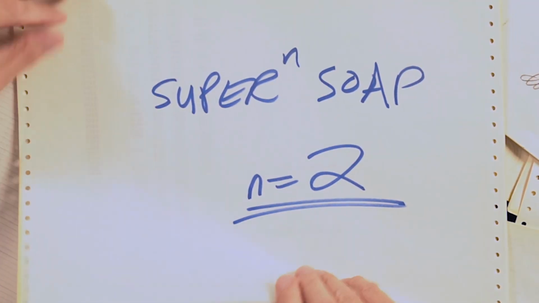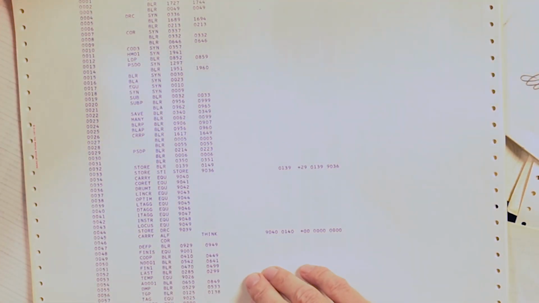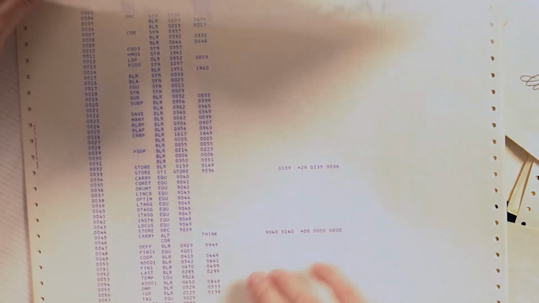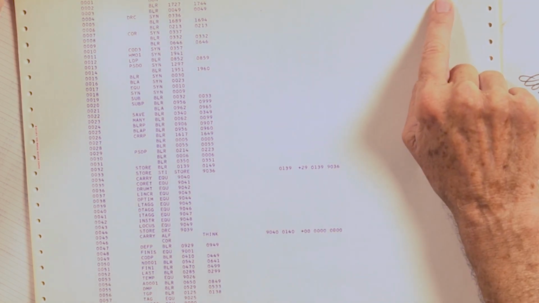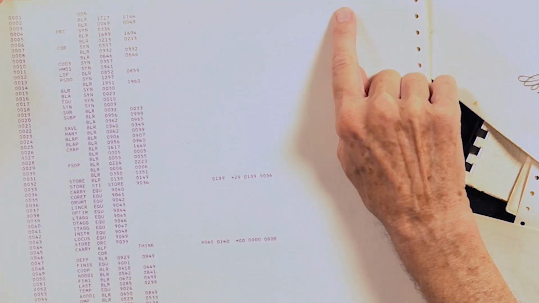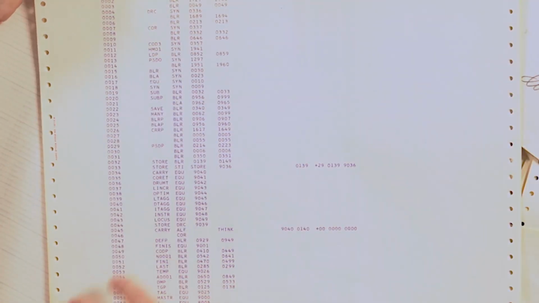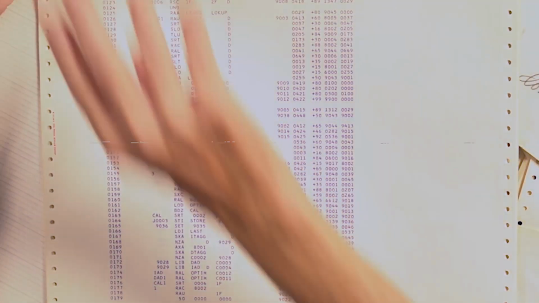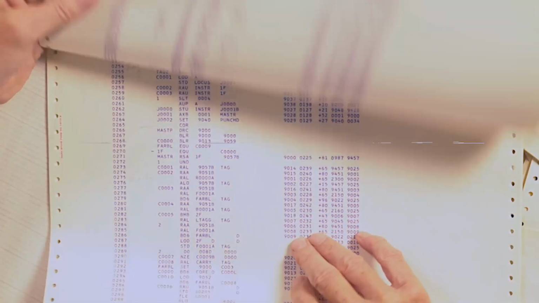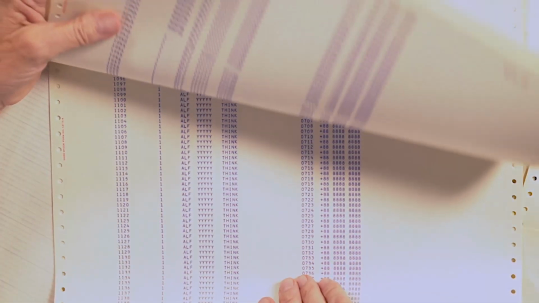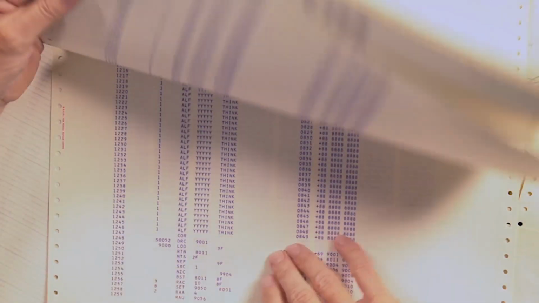Okay, so SuperSOAP dated August. Then I have a listing here called super to the n soap, where n equals 2. I guess I was thinking recursively, I don't know. And this is dated September 1959. So this was August, and this is September 3rd, 1959. So I guess I couldn't turn off thinking of making it more super. I don't know if I have a manual for this, but here's the code.